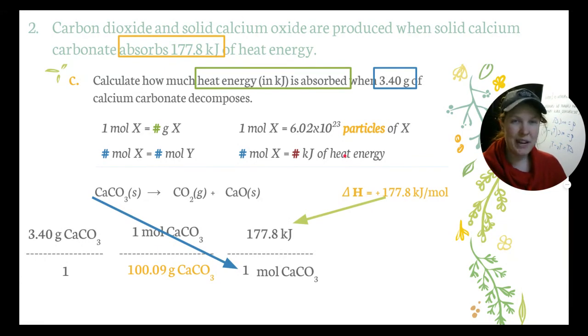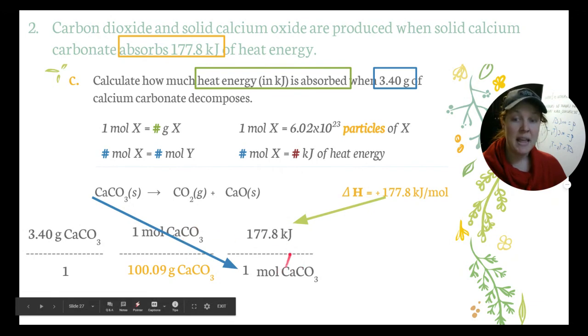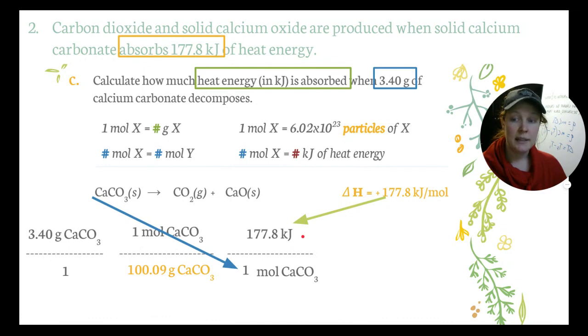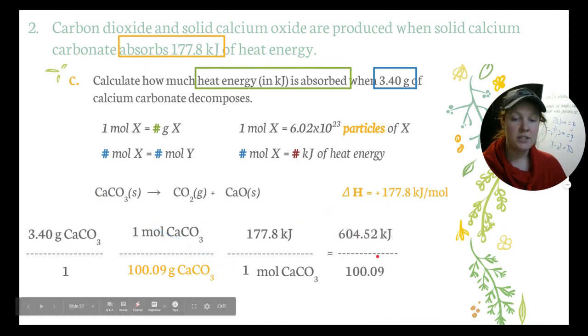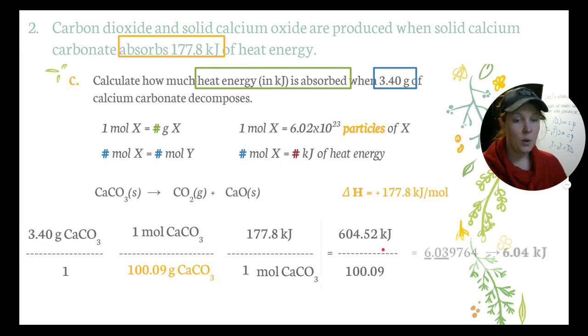So now I know that I've correctly set this up because grams of calcium carbonate on top cancels with grams of calcium carbonate on the bottom. Moles of calcium carbonate on top cancels with moles of calcium carbonate on the bottom, and then we will be left with kilojoules. Let's multiply our numerators together, multiply our denominators together, and this is the new fraction that we get. Divide the top and bottom.